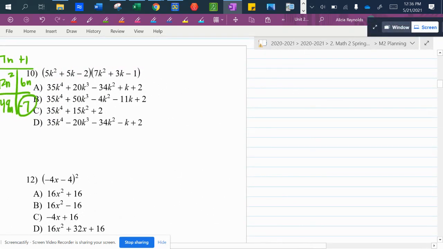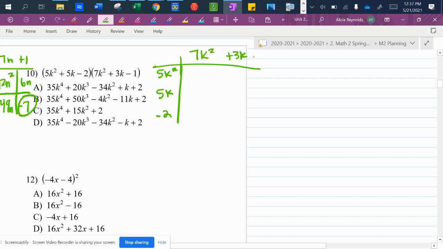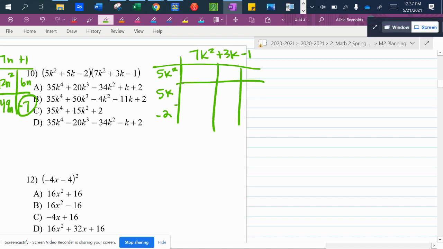For this, I'm going to need to box again. So I'm going to have 5k squared, 5k, and negative 2. 7k squared plus 3k minus 1. Let's move this over. Plus 3k minus 1. Let's try to make this neat.